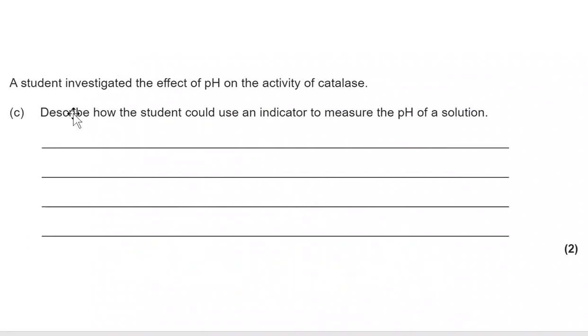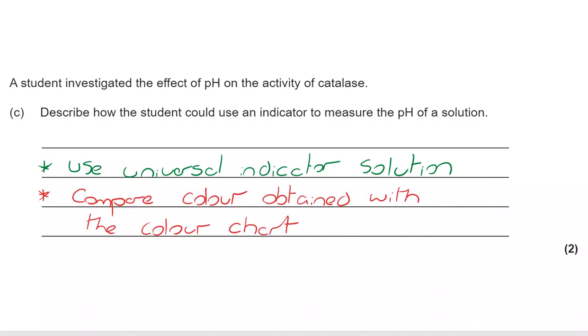On to part C, a student investigated the effect of pH on the activity of catalase. Describe how the student could use an indicator to measure the pH of the solution. So you can take universal indicator solution, use that and note the colour that the solution turns, and then compare that to the colour on the colour chart, and that will tell you the pH.